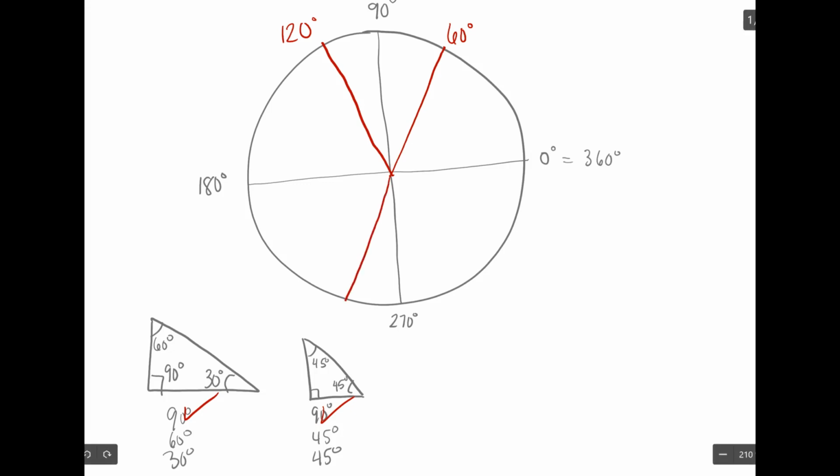What's the next one? 240. It's close. And then add 60 again. 300. Add 60 again. Oh, I already have 360 there. Wow. Okay. So that's okay. So I counted by 60s. Now I'm going to go through and count by 30. So I have the 60s done.